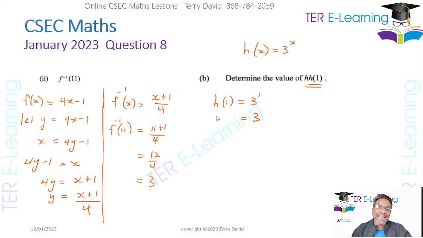Now, you're going to take that answer and substitute it into h again. So h of 3. All you're doing is taking the answer you just got and substituting it as x across here. So this is going to be 3 to the power 3, or 3 cubed, which is 27. So that is what h of h of 1 is going to be.